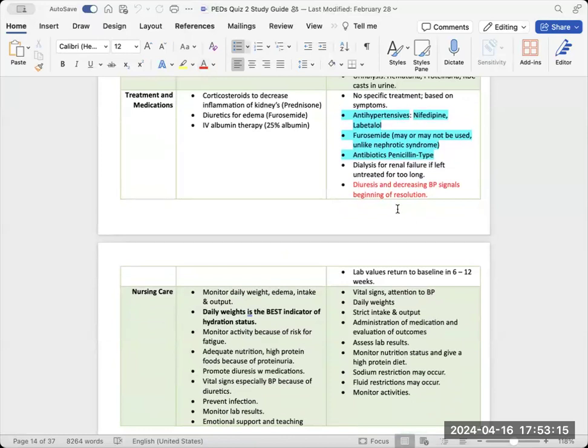Treatment and medications are really just based on the symptoms. So we know that they're hypertensive, they're going to get antihypertensives like nifedipine or labetalol. Furosemide may be used, especially if they have mild edema or to help with the blood pressure. Antibiotics, penicillin type, know that.